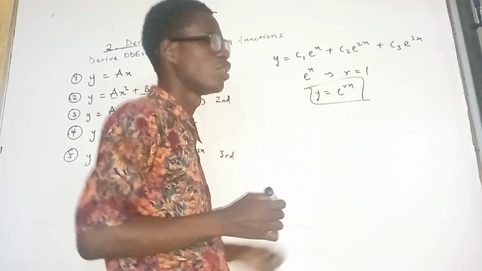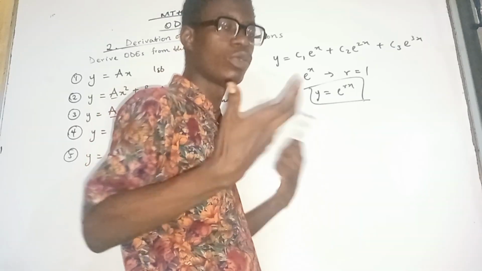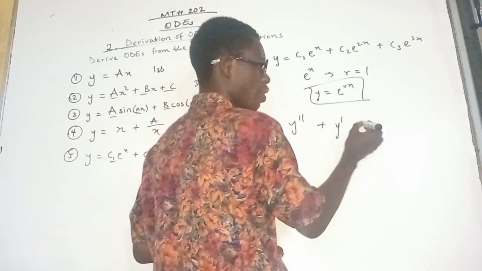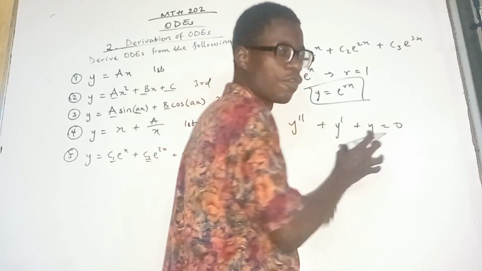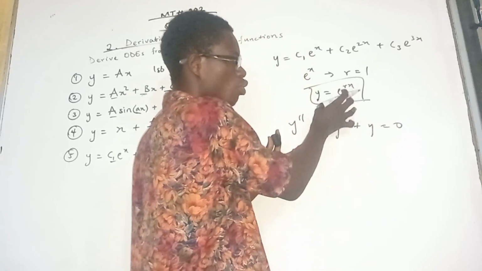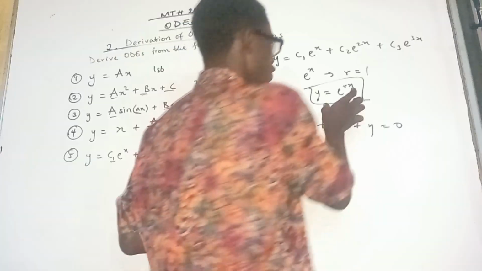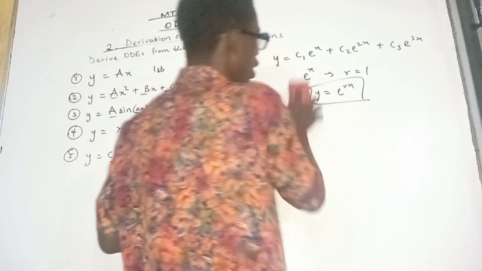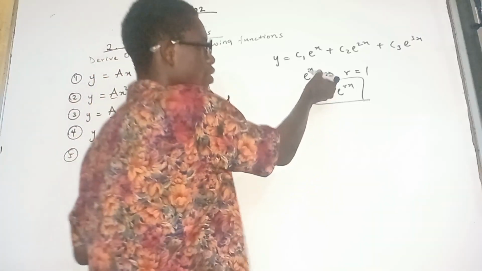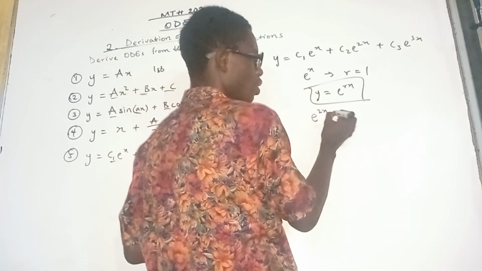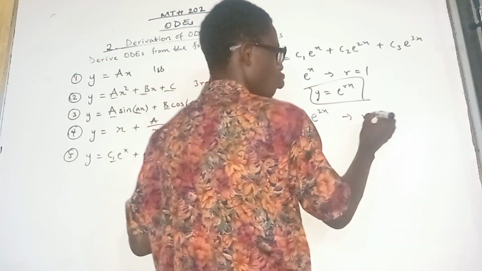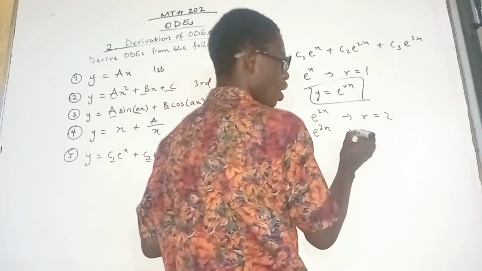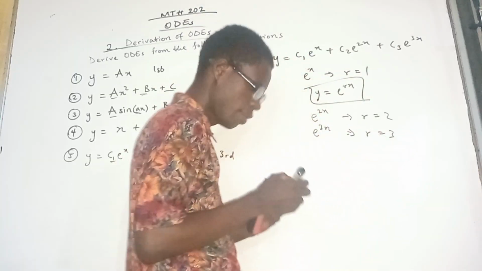We are going to learn more about this when we enter second order ODEs, solving something like y double prime plus y prime plus y equals 0, and we are asked to find the characteristic solution of this. So solving this, we are going to use y equals e raised to power rx. Looking at e raised to power x, we can see our r is 1. Looking at e raised to power 2x, our r equals 2. And looking at e raised to power 3x, our r equals 3.